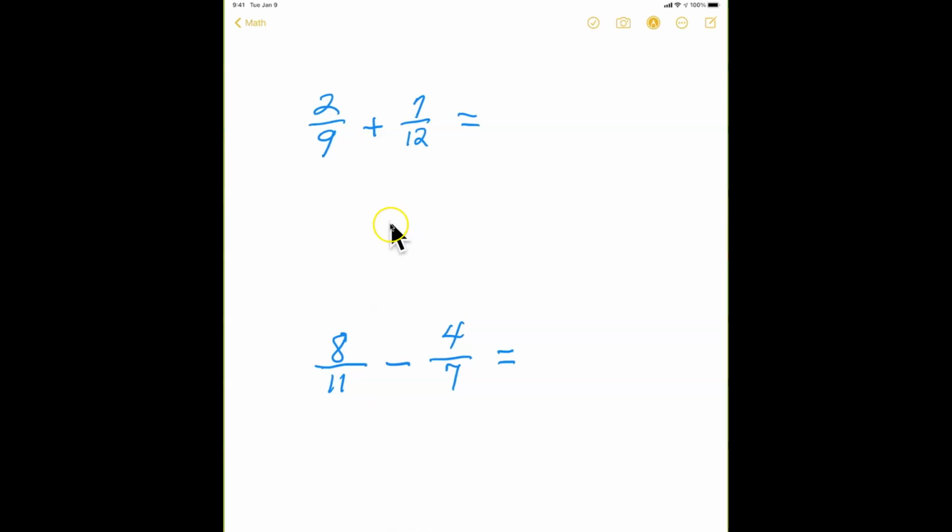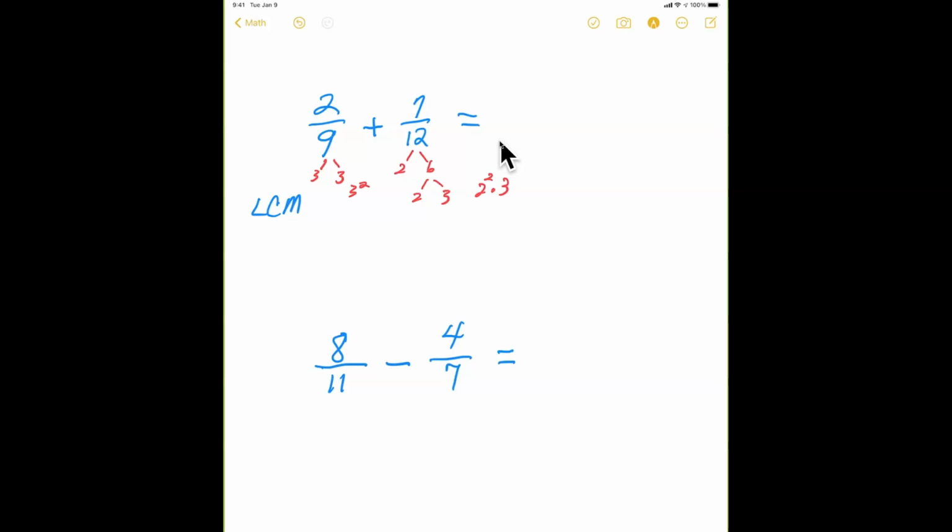Okay, so 2/9 plus 7/12. We need to convert these so that they have the same denominator. And what we need to do is find a least common multiple, LCM, that we can use as the denominator for 9 and 12. So when we did this before, we did a super quick prime factorization. 9 factors down into 3 times 3, or 3 squared. And 12 factors down into 2 and 6, and then 2 and 3. So we could write their prime factorizations as 3 squared and 2 squared times 3.